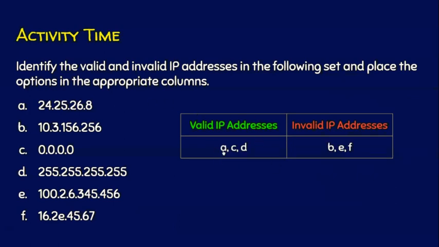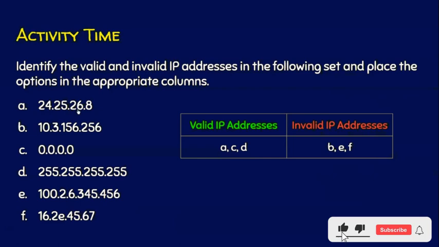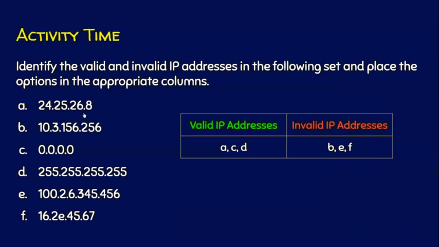So the valid IP addresses are A, C and D and the invalid IP addresses are B, E and F. Now we will see why they are valid and why these are invalid. A is a valid IP address because it should have 4 octets and of course this is having 4 octets. 1, 2, 3 and 4 and each octet is between 0 and 255. Yes, A is a valid IP address.